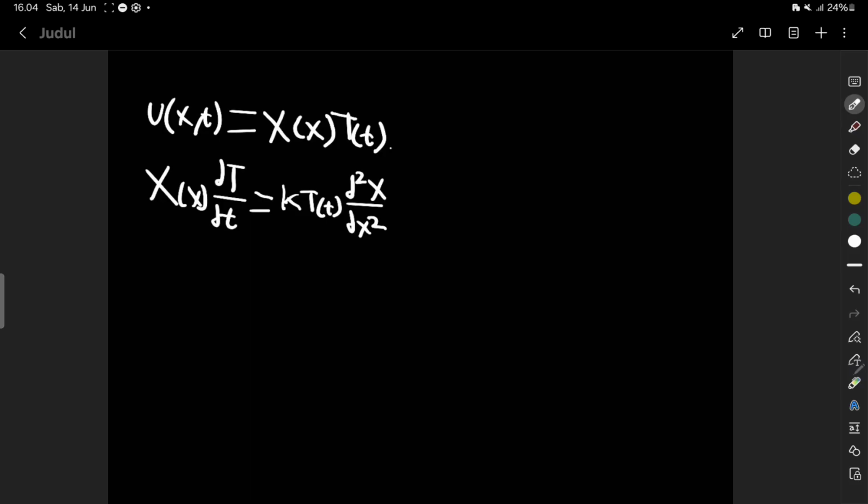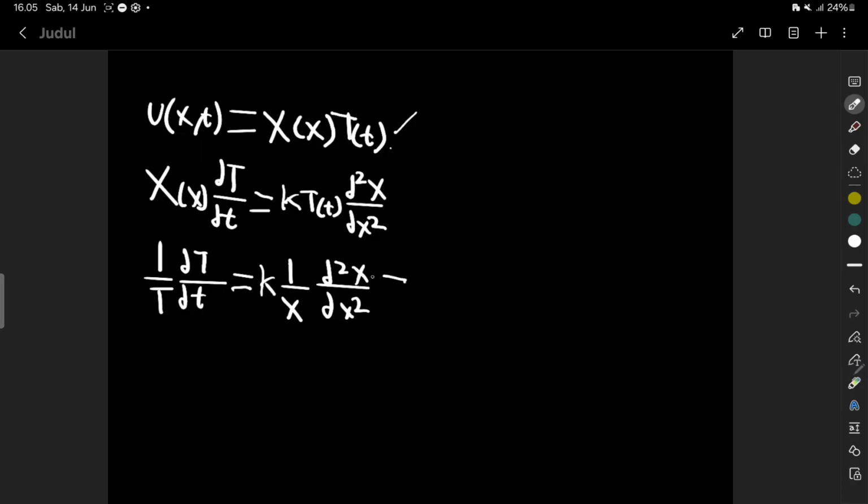Now dividing both sides, we get 1 over T times the derivative of T with respect to t equals k times 1 over X times d squared X over dx squared, and that equals minus lambda.